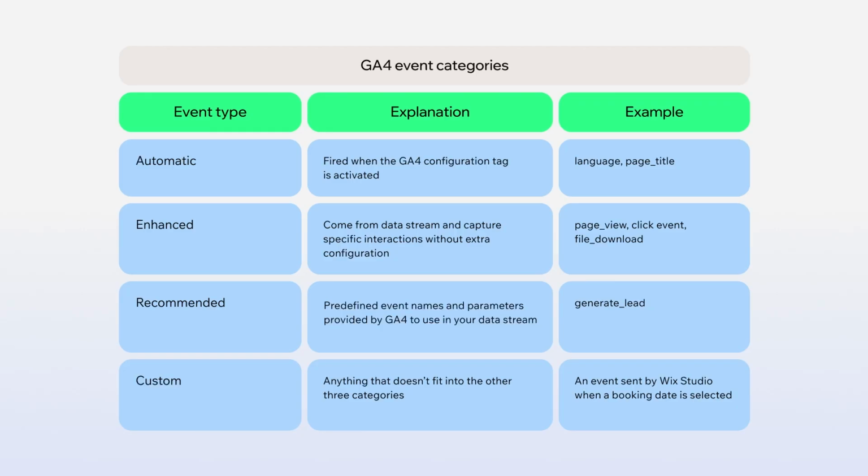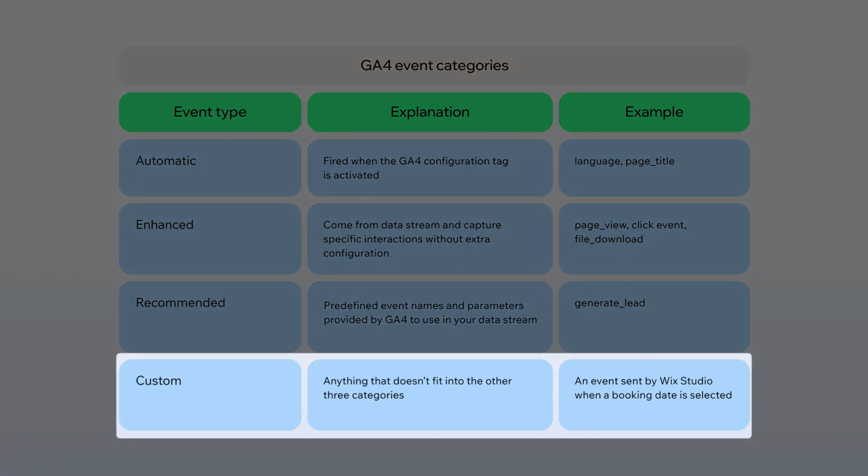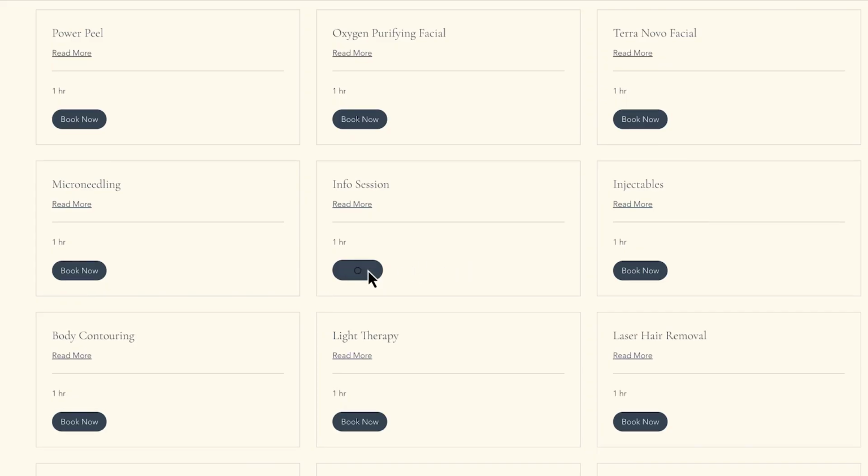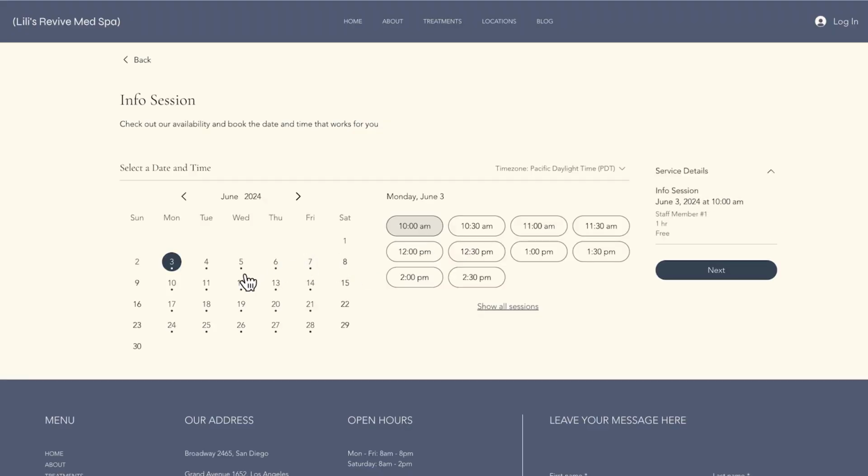The last event category is custom events, which is anything that doesn't fit into the previous three categories. That, for example, could be an event Wix Studio sends upon selecting a booking date in Wix Bookings. This event is not on Google's recommended events lists, but some businesses may want to track it.